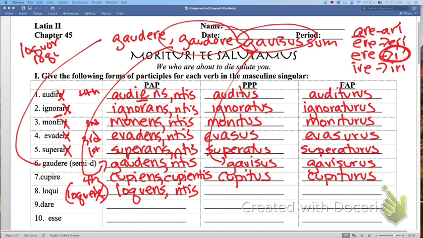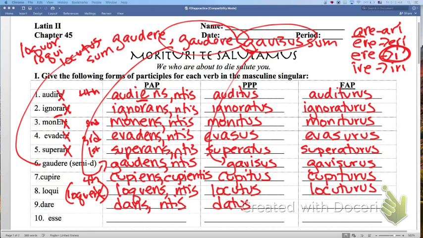Okay, so here's my principal parts: loquor, loqui, locutus sum. So you tell me, what would I say for the PPP? I'd say locutus. Good. What would I say for the FAP? Good. Okay. Excellent. Does that help? Does it help you out a little bit? Okay. So what about dare? What am I gonna say? Dans, dantis. Okay. What am I gonna say for the PPP? Datus. Good. What am I gonna say for the FAP? Daturus. Good.